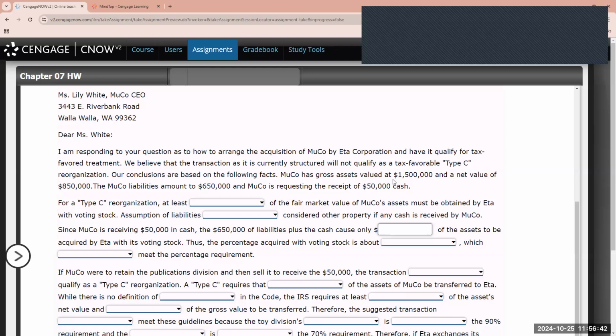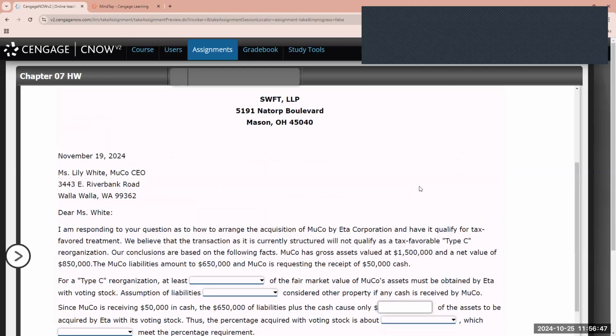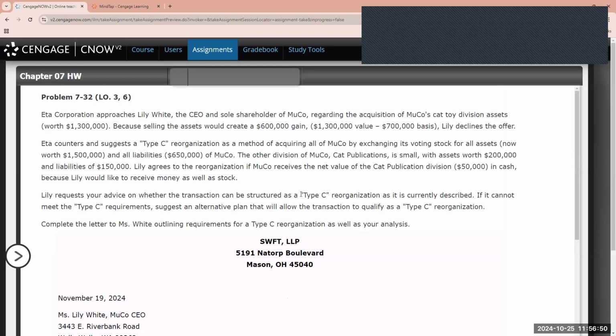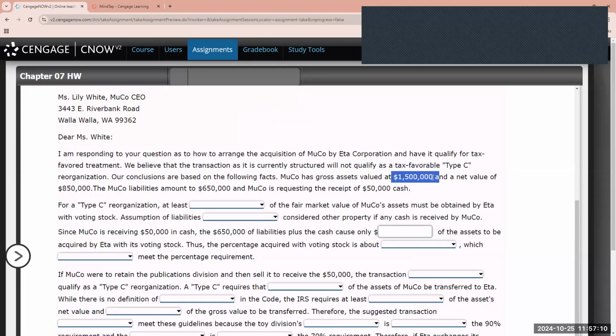Muco has gross assets valued at $1.5 million, right? And how do we determine that? We determine it based on the toy cats division, which is worth $1.3 million. And then they also have the cat publication, their assets are worth $200,000. So $1.3 million plus $200,000 is how we calculate the gross assets valued at $1.5 million. And it says they have a net value of $850,000. Right? How do we determine that?